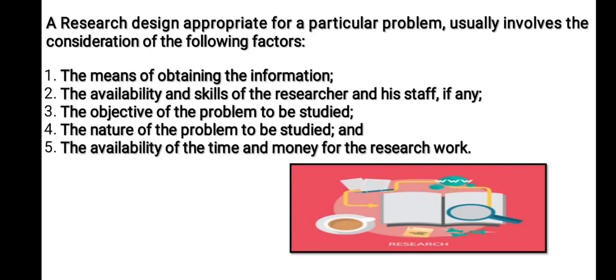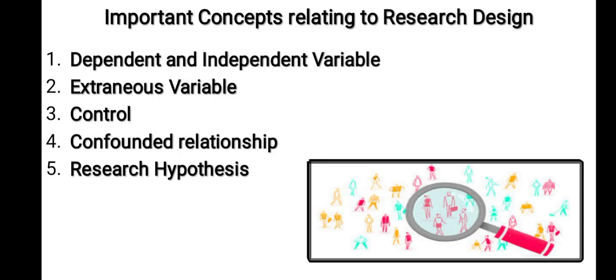And research design mostly consists of the following factors. The first one is the way in which the information is obtained, the availability and skills of the researcher and his staff if required, the objective of the problem to be studied, the nature of the problem to be studied, and the amount of money and time involved in carrying out the research work. And we are going to discuss the different concepts related to research design.